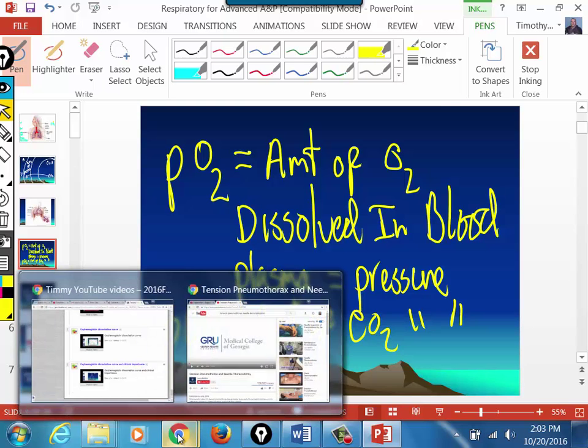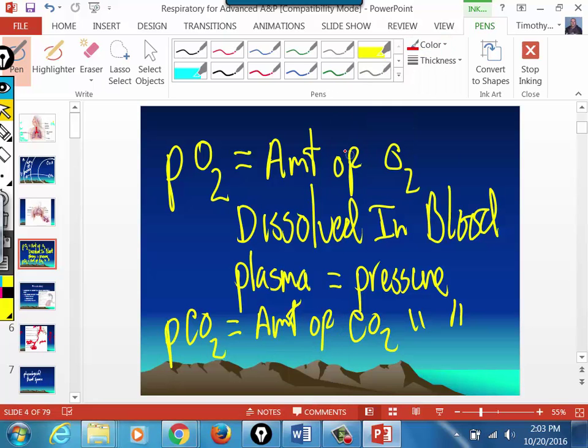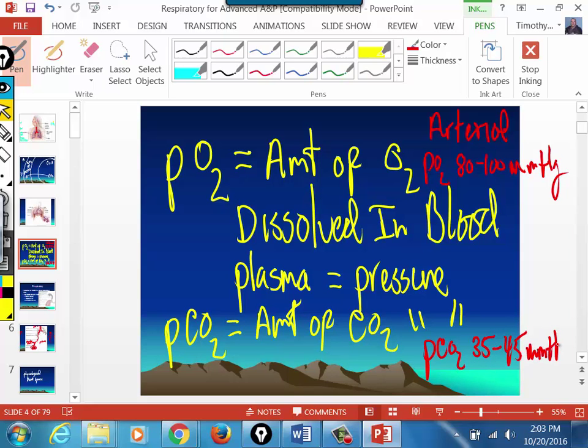And rarely do I ever ask you to learn specific numbers, but in this case, I'd like you to know the normal arterial values for PO2 and PCO2. So the arterial value of PO2, the normal range is between 80 and 100 millimeters of mercury. And then PCO2, same thing, and again, we're talking arterial blood. The PCO2 levels are between 35 and 45 millimeters of mercury.